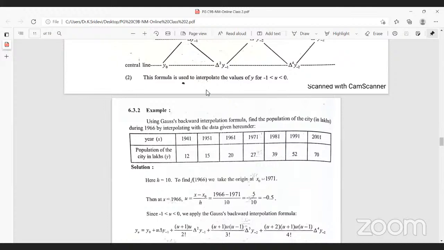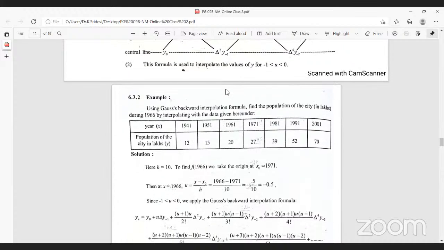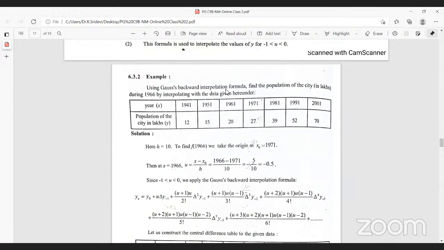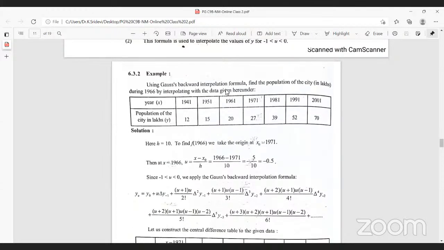Now when we use Gauss's backward difference interpolation formula, when u value lies between -1 and 0, we can use this formula for getting better accuracy. When u lies between 0 and 1, we can use Gauss's forward difference formula for getting better accuracy. Okay, this is the difference between both the formulas. Now I will give an example under this method, this formula.